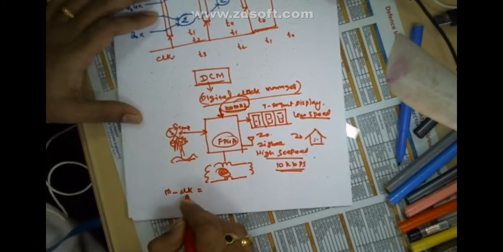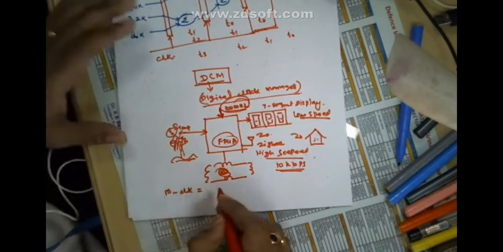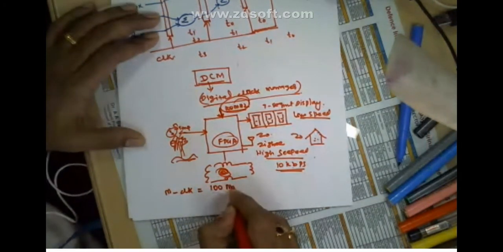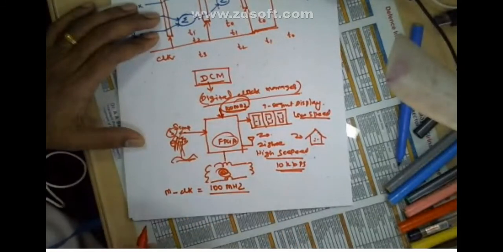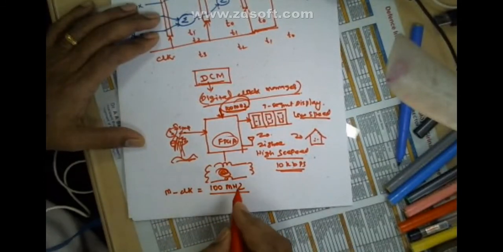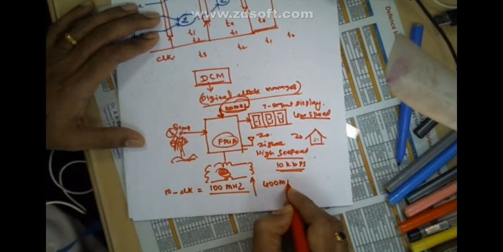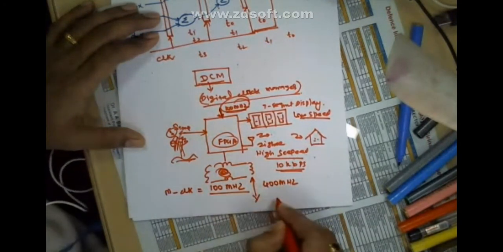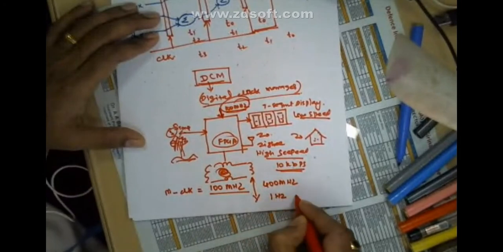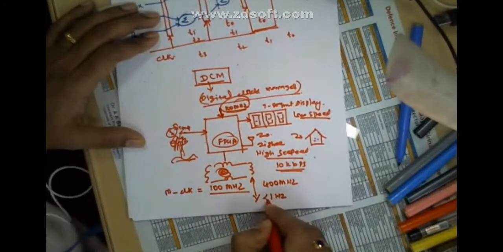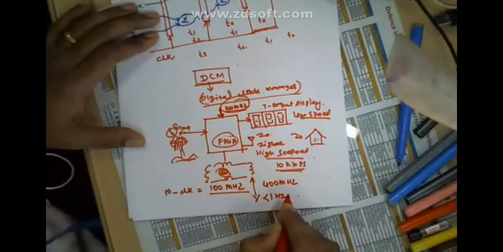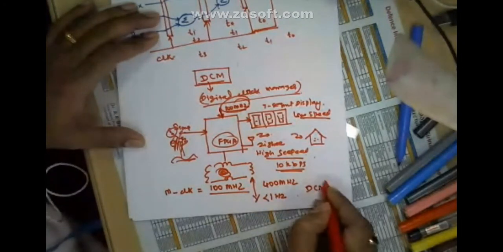M underscore clock is the onboard clock. That is typically 100 megahertz, correct? So you can increase this one to 400 megahertz or you can decrease this one to 1 hertz, even less than 1 hertz. Less than 1 hertz is also possible by using the DCM.